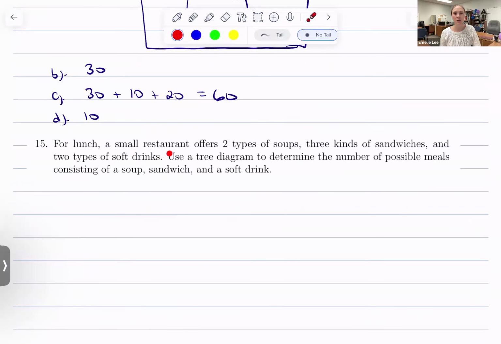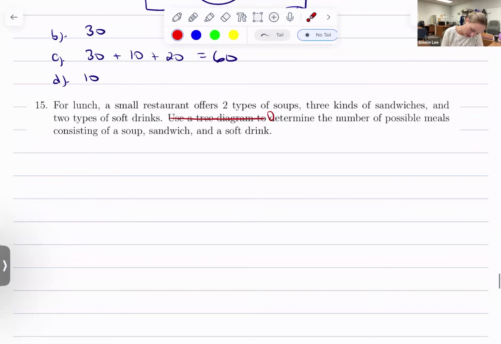For lunch, a small restaurant offers 2 types of soups, 3 kinds of sandwiches, and 2 types of soft drinks. Now, I'm going to fix this because it says use a tree diagram, but it'll just say determine the number of possible meals consisting of a soup, sandwich, and a soft drink.